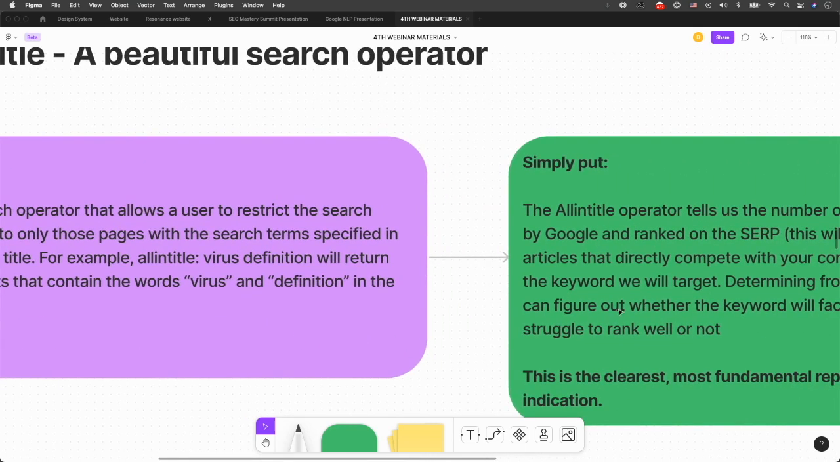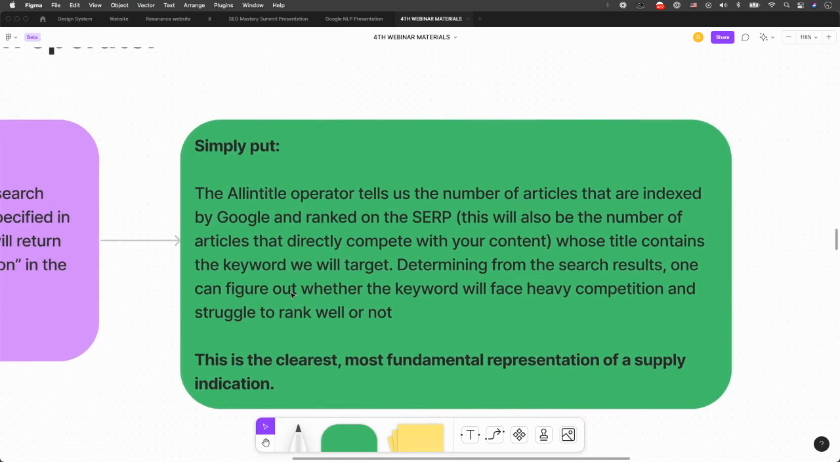So essentially what it means is the allintitle operator tells the number of articles that are indexed by Google and rank on the SERPs, and this will also be the number of articles that directly compete with your content. Those titles contain the keyword we will target, and determining from the search result, one can figure out whether the keyword will face heavy competition and struggle to rank well or not.